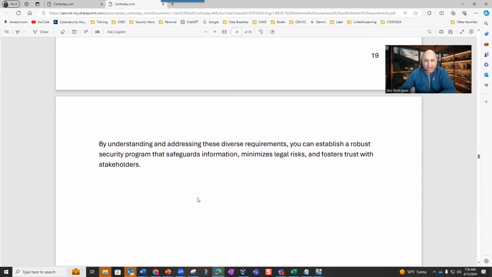By understanding and addressing these diverse requirements, you can establish a robust security program that safeguards information, minimizes legal risks, and fosters trust with stakeholders. At the same time, this is a requirement to pass the CISSP exam. So it will help you in your company, in your environment. But the main goal, the reason why we're here, is to pass that tough CISSP exam, and this will definitely help you with that.